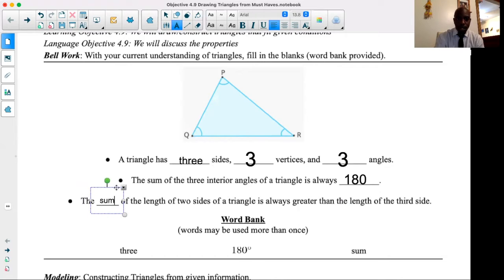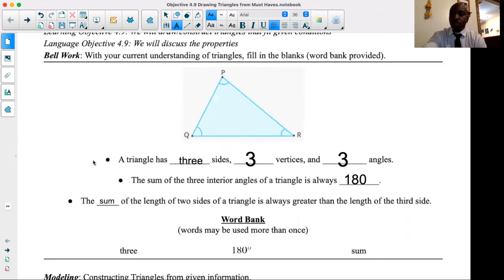The sum of the length of two sides of a triangle is always greater than the length of the third side, okay? So the sum of the length of the two sides of a triangle is always greater than the length of the third side. Now, we're going to explore this last one in more detail, but I want to explain it once again. When you add the two smaller sides of a triangle, you should add them together, and that number should be bigger than the third side. If it's not bigger than the third side, then it's not a triangle. It cannot make a triangle. Let me say it again.